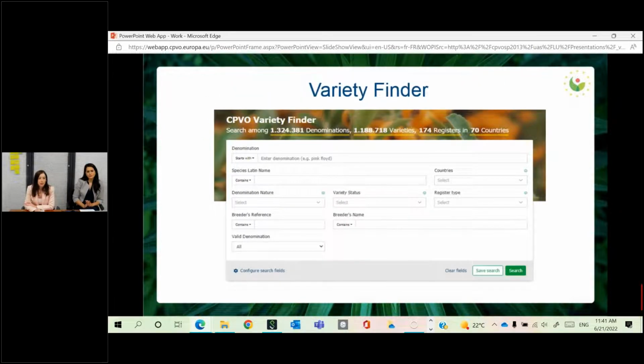Then there is also the variety finder, where you can search for a given variety by entering its denomination. It's a quite encompassing database because there are also other registers. As you can see, we have 174 registers from 70 countries. So our data is being fed by other states or organizations. And we have, for instance, data on trademarks registered for plants. And we also have, as I say, national registers, commercial registers, and so on.